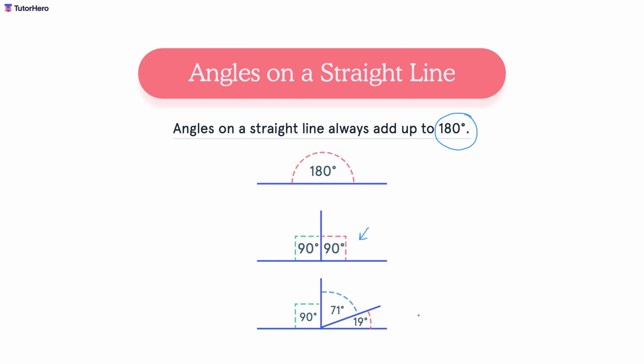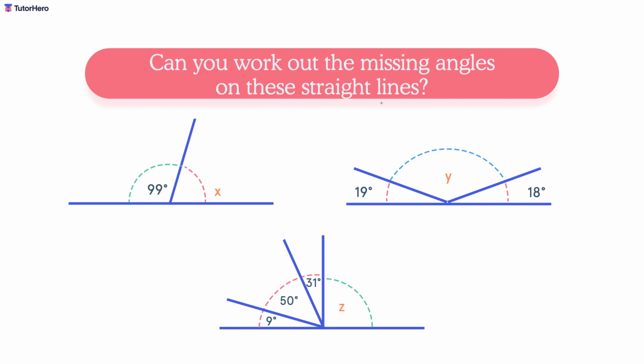Let's take a look. Can you work out the missing angles on these straight lines? Remember that angles on a straight line always add up to 180 degrees. Pause the video and have a go at working out angle X, Y, and Z. Okay, let's try and find the missing angles together.